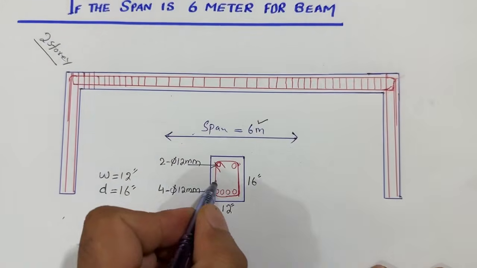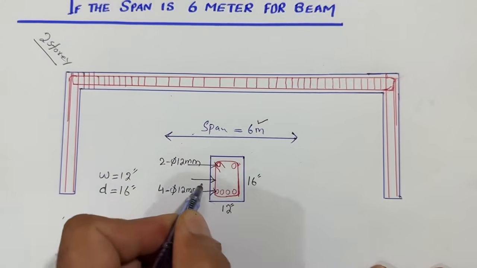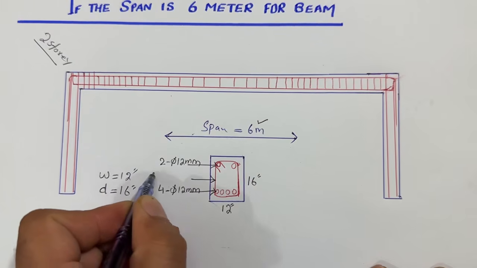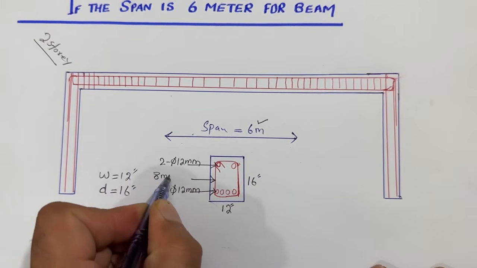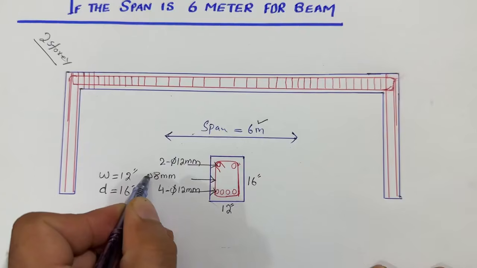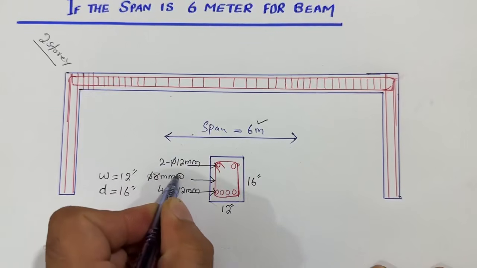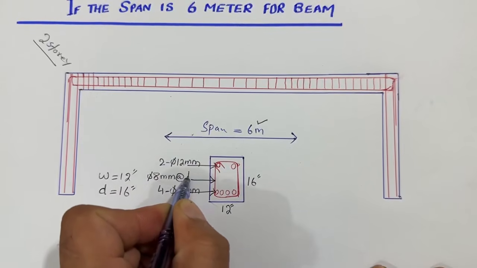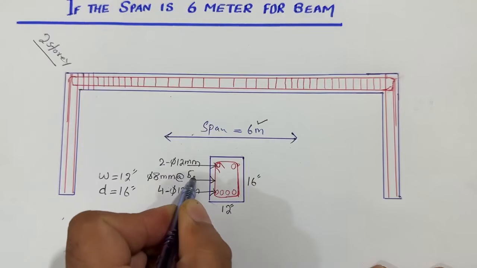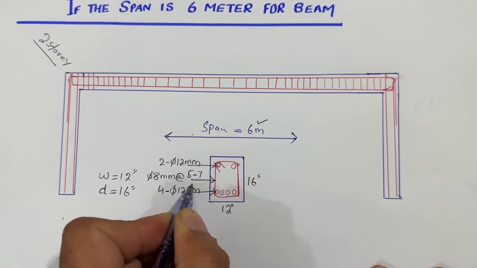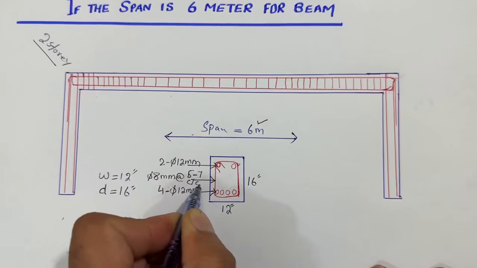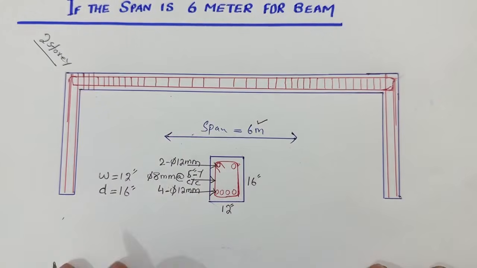Next guys, you can see here, this is a ring, or you can say the stirrup. So use 8 millimeter dia of steel rod with the spacing of 5 and 7 inches center to center. Right? You can see here.